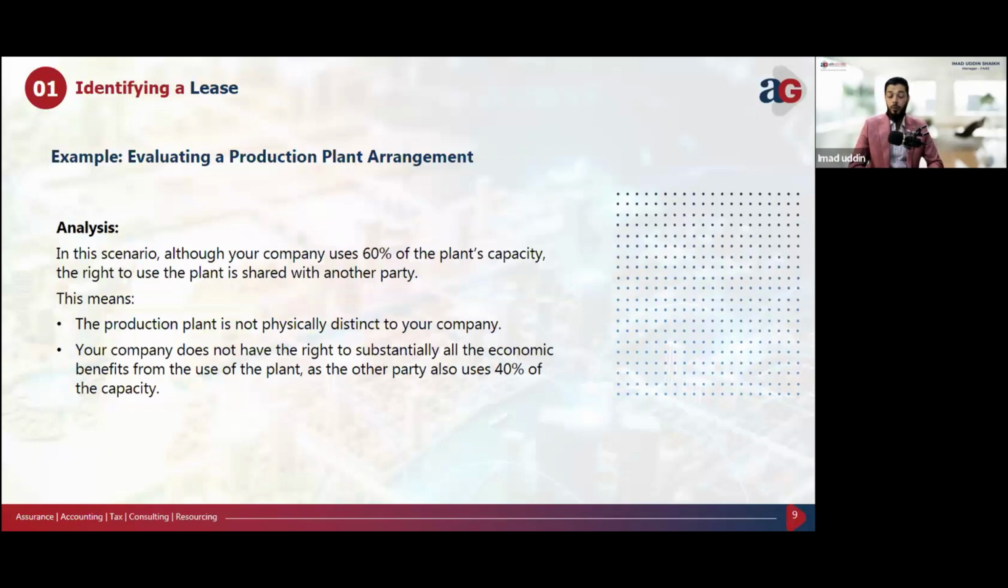And when we say an agreement is not going to be a lease agreement, we are saying that this contract is not covered in IFRS 16.